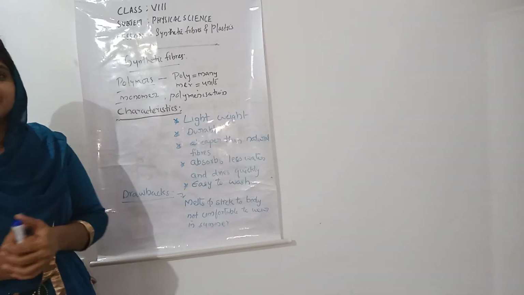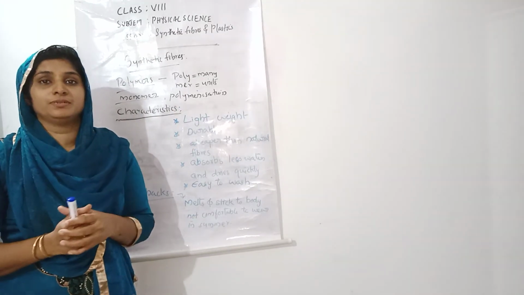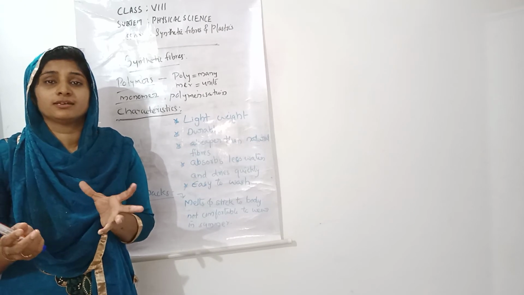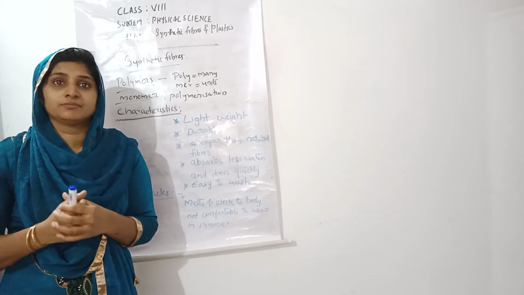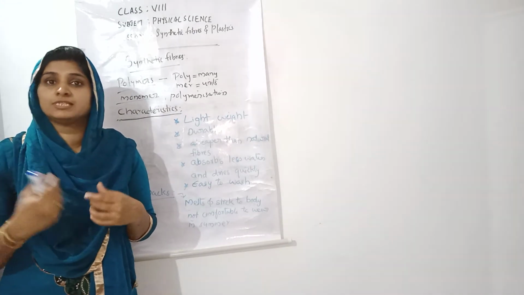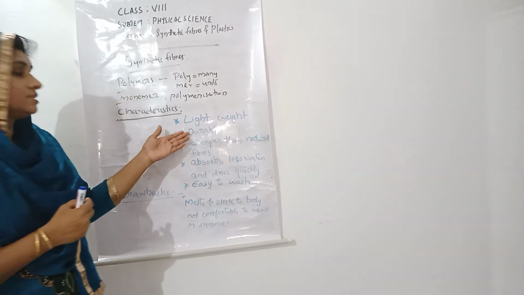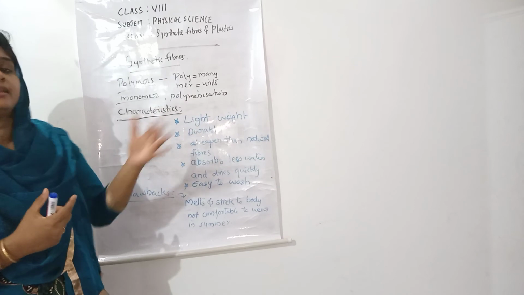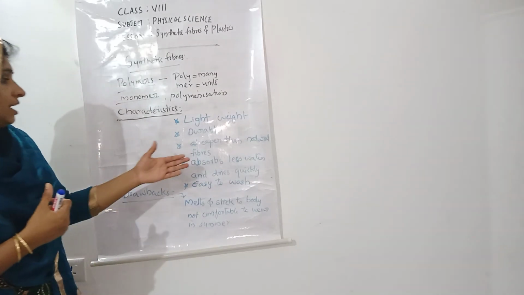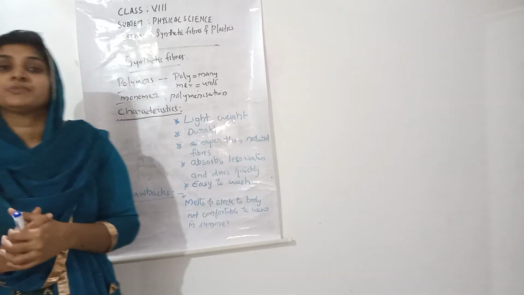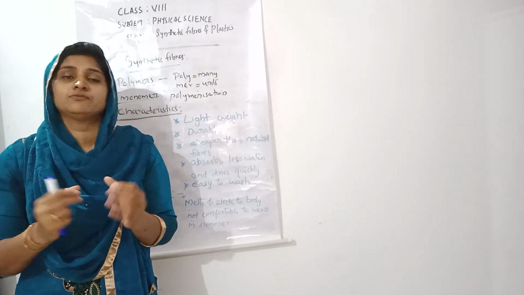Characteristics are given here. Synthetic fibers are lightweight and more durable. As we know, natural cotton and silk we cannot use for long years, but this kind of synthetic clothes we can use for long years, right? So it is more durable and cheaper than natural fibers. As we know, they are cheaper than natural fibers, and they absorb less water and dry quickly. Right, it dries quickly, it absorbs less water.